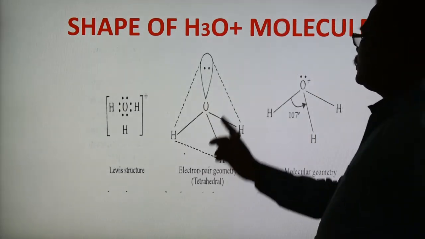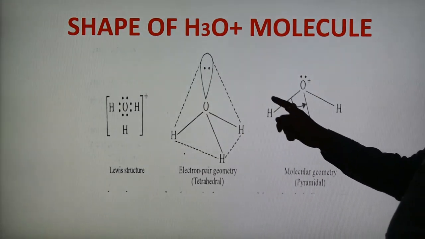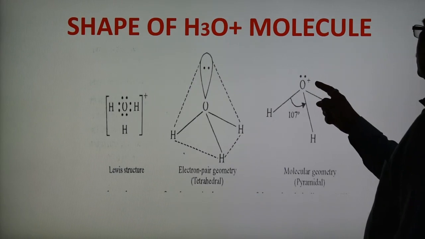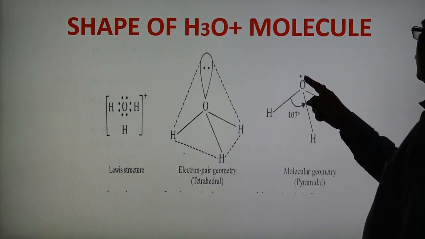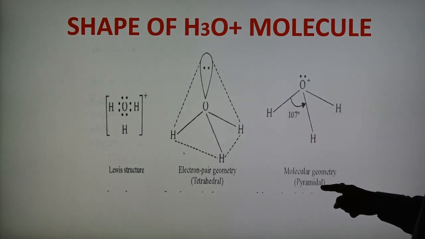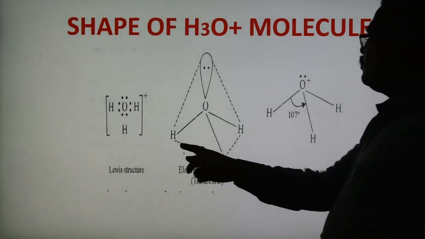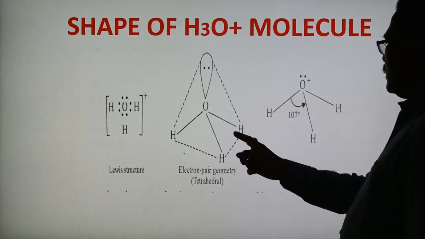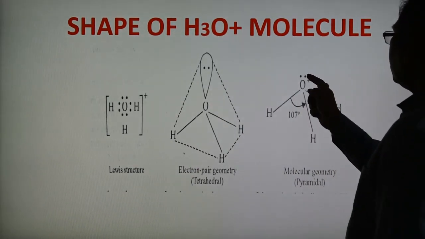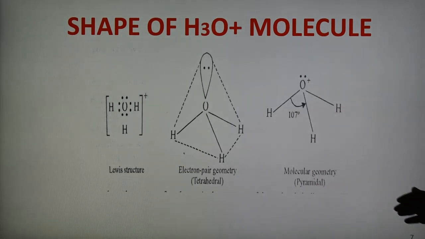Because of the presence of 4 electron pairs, the geometry is tetrahedral, and one of the orbitals contains a lone pair of electrons. In this case, the central atom oxygen has 1 lone pair, and therefore the shape is also considered as pyramidal. This is similar to ammonia. This is the Lewis structure. This is the tetrahedral structure because 4 electron pairs are present, and because of the presence of 1 lone pair, the shape of this molecule can also be considered pyramidal. So we can say that this molecule H3O+ has a pyramidal shape or a tetrahedral geometry.